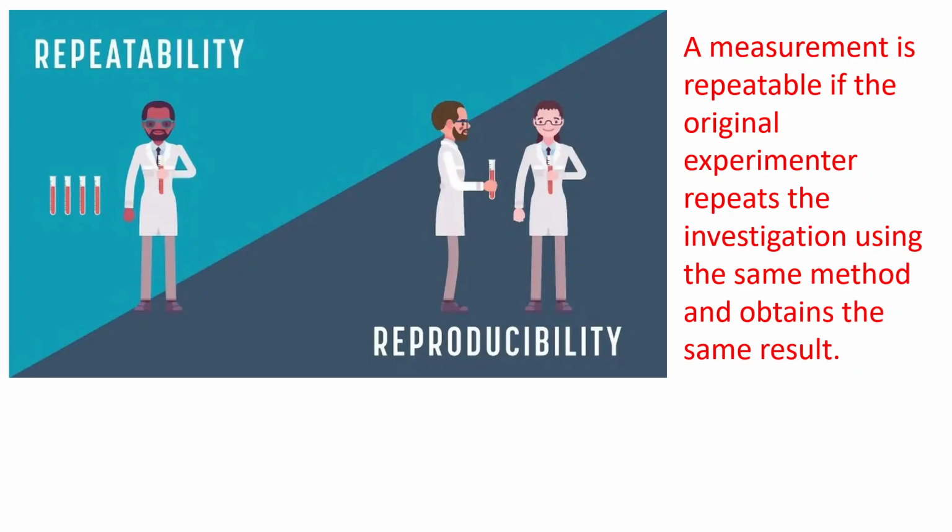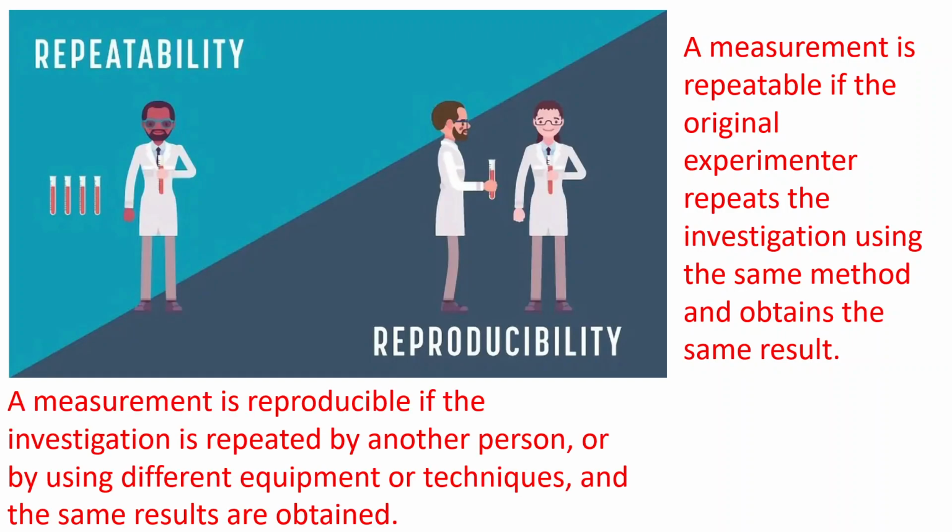Reproducible is very similar. The big difference is it's not you doing it, it's someone else. So it's reproducible if the investigation is repeated by another person, and it might be that they don't even use the same equipment. They might not even use the exact same method, they might change it up a little bit. But if they get the same trends, patterns as you every time, then you'd say it's reproducible. So reproducibility doesn't mean exactly the same results. Like if you got 16, it doesn't mean they're going to get 16, because they might have used half the volume of a reactant, so they might only get 8. But if they get the same trends, then it's reproducible.